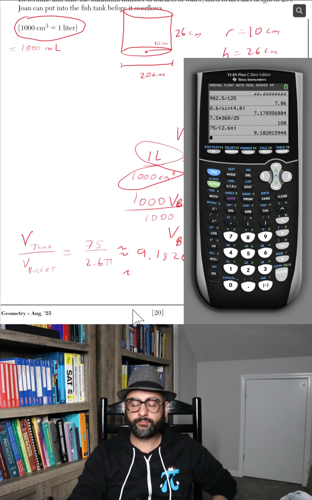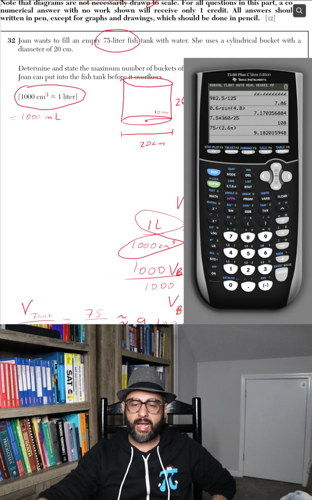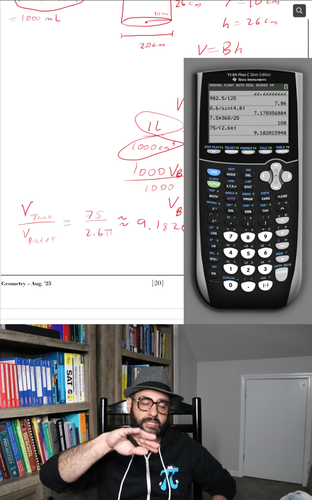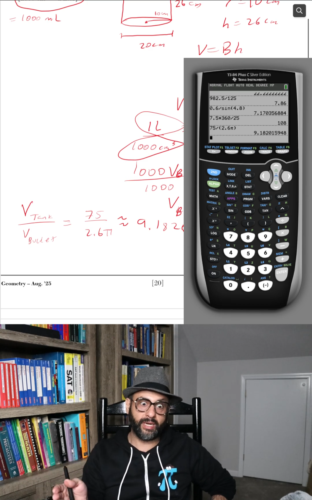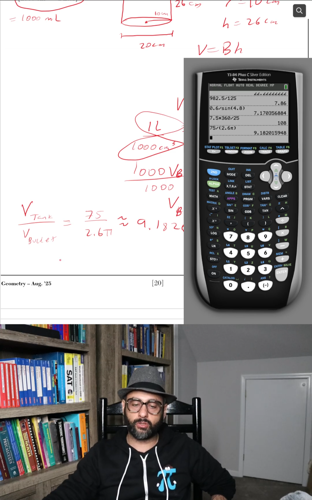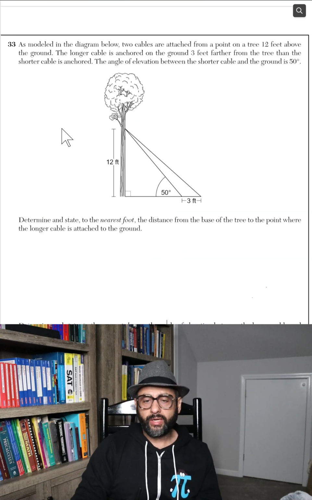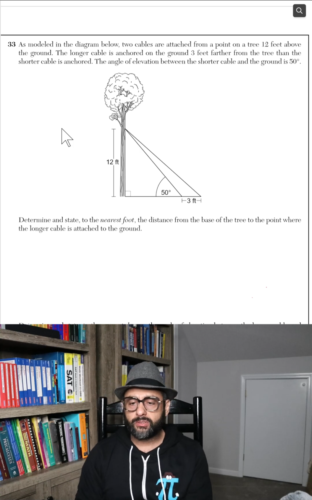Let me scroll up a little bit. So just let's remember what they said. They want to know the maximum number of buckets of water filled to exact height of 26 centimeters that Joan can put in the fish tank before it overflows. So if she could put 9.18 and it gets to the exact tippy top of the tank, putting 10 would be too much. It would overflow by a lot, and that would be a big mess. Or she could put 9, and that's the maximum that she could put. So the max number of buckets is equal to 9.